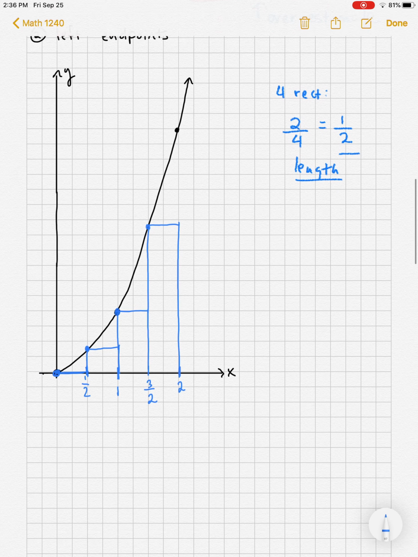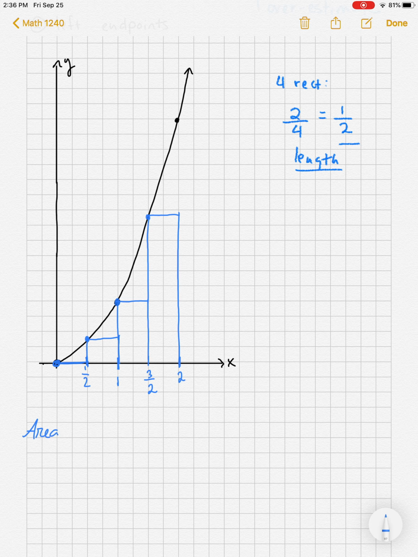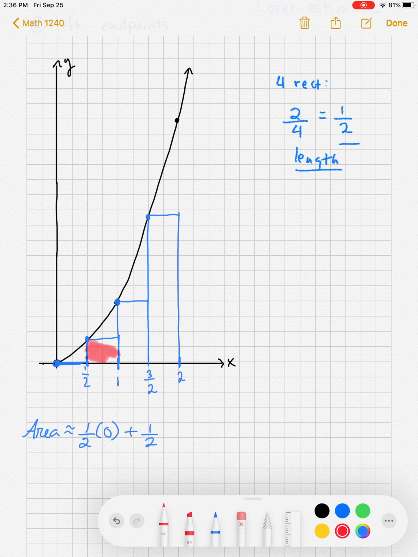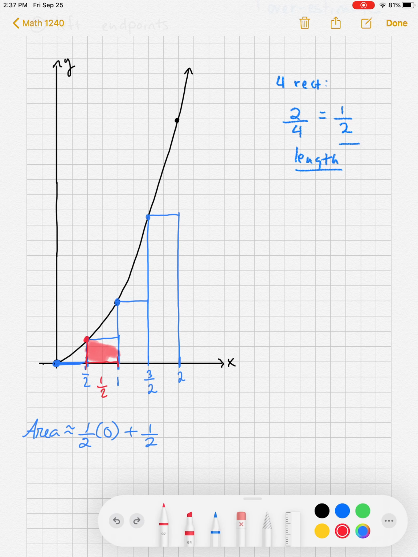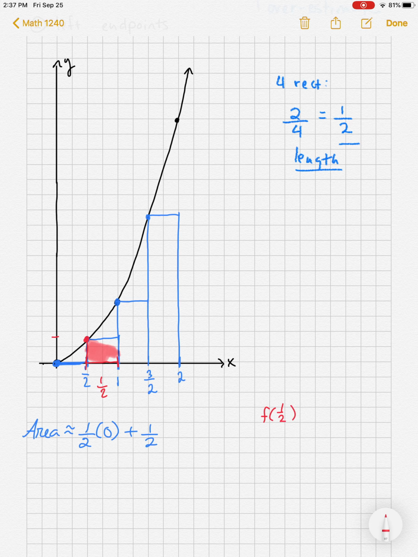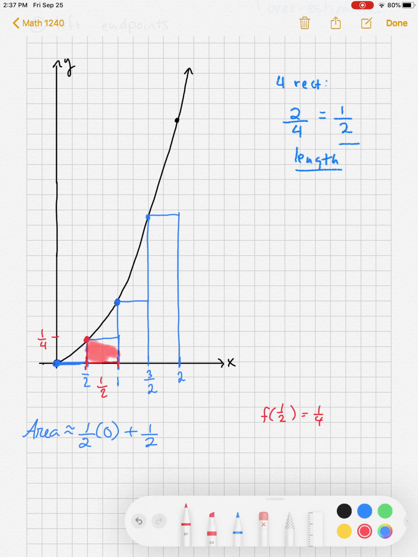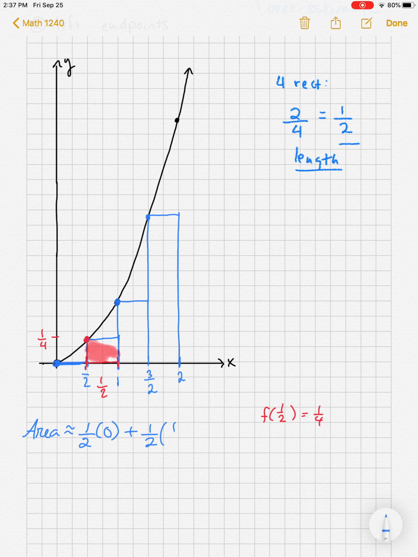All right. So then to estimate the area under the curve, that's going to be about, let's see, this guy is a half, but its height is 0. The next length is a half. Look, looking at this rectangle, the length is still a half, right, here to here. But what is the height? So there's that f of a half again. So what was f of a half? F of a half was a half squared, right? That was a quarter. Okay, so this rectangle is a half by a quarter.